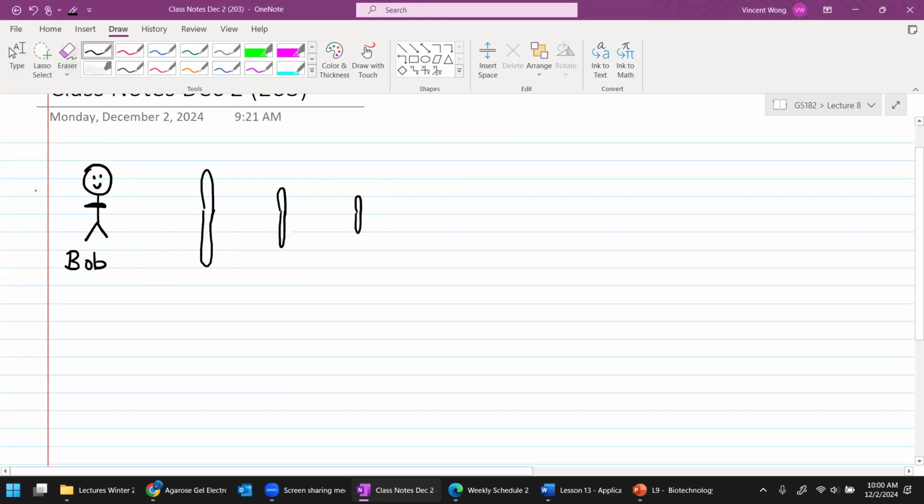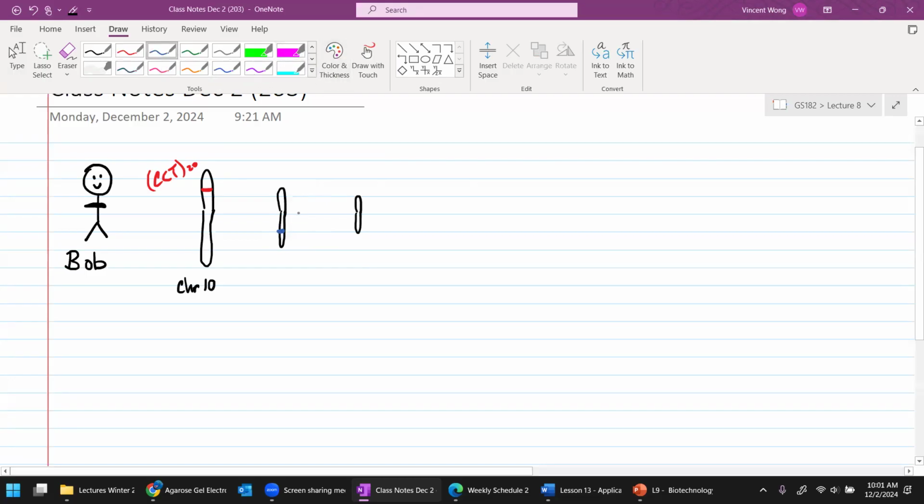Okay, so this is Bob right here. And theoretically, let's say on chromosome 10, Bob has an STR right here. And it's gonna be like CCT repeated 20 times, okay? CCT repeated 20 times.